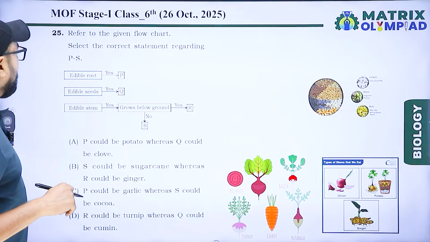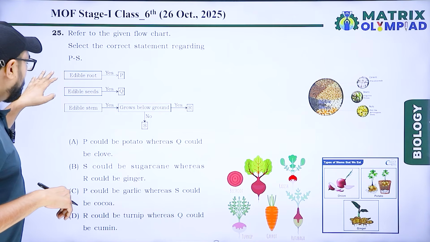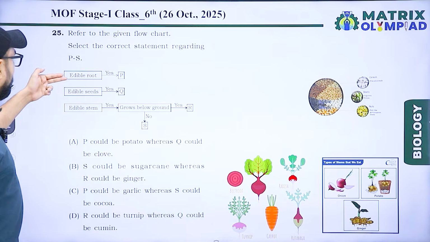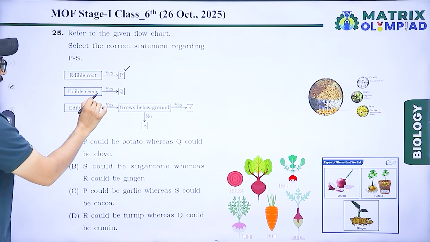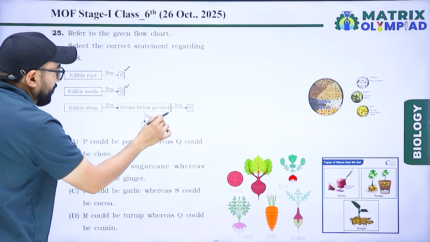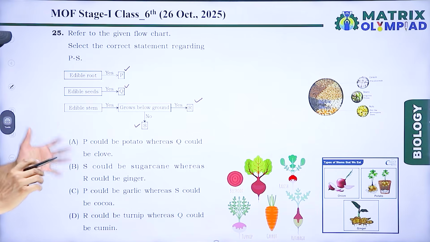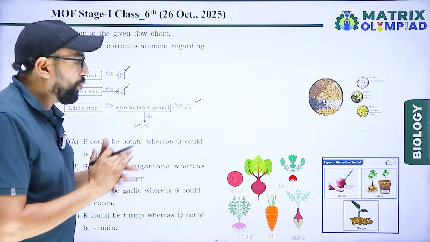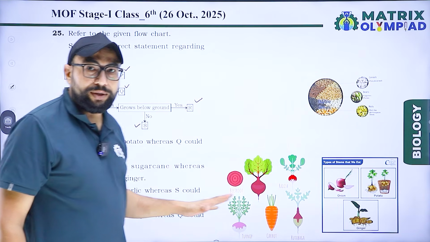Next, refer to the given flow chart. Select the correct statement regarding P, Q, R, S. Edible root, if yes, that is P. Edible seed, yes, that is Q. Edible stem, yes, that grows below the ground, R. If no, that is S. Examples of edible stem, seed, and root.